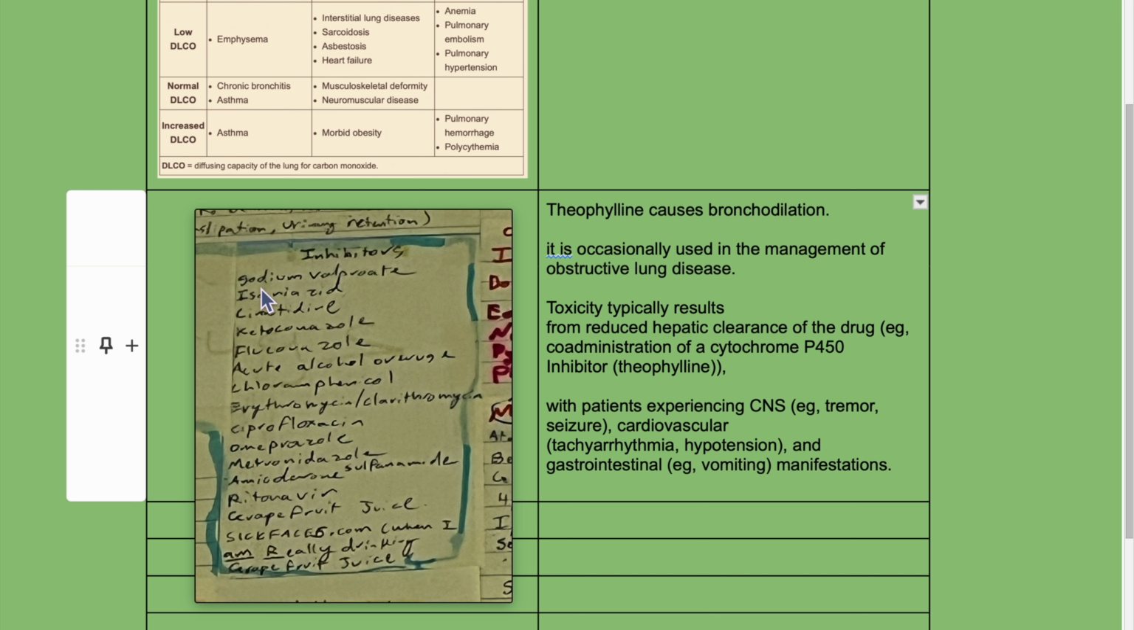Okay. So sodium valproate, isoniazid, cimetidine, ketoconazole, fluconazole, acute alcohol overuse, chloramphenicol, erythromycin, clarithromycin, ciprofloxacin, omeprazole, metronidazole, sulfonamide, amiodarone, ritonavir, and grapefruit juice. So these are all the cytochrome P450 inhibitors.